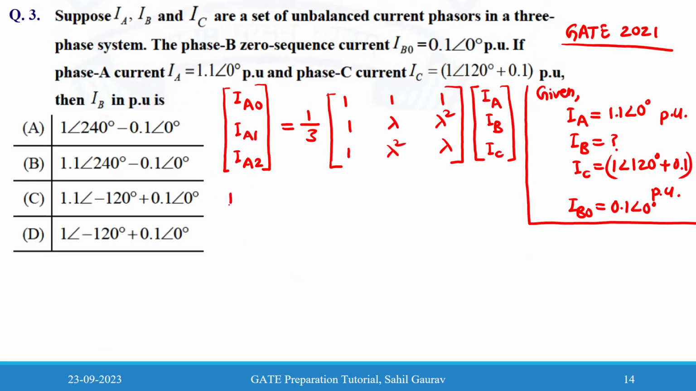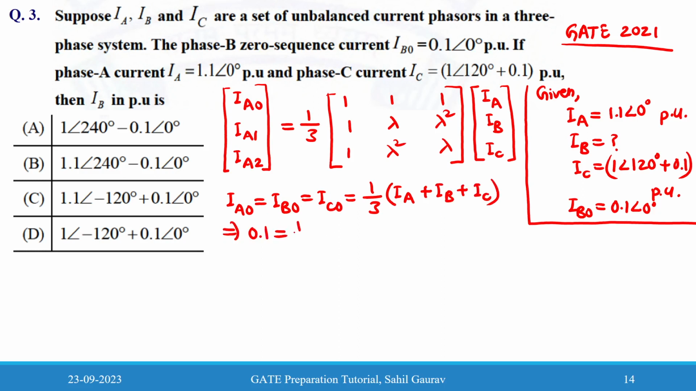So we know that all the zero sequence components are equal. So IA0, IB0, IC0 will be equal. So it will be 1 divided by 3 into IA plus IB plus IC. So IA0, IB0 is given as 0.1 at the angle of 0 degree, which equals 1 divided by 3 times IA, given as 1.1, IB we need to calculate, IC 1 at the angle of 120 degree plus 0 plus 0.1.